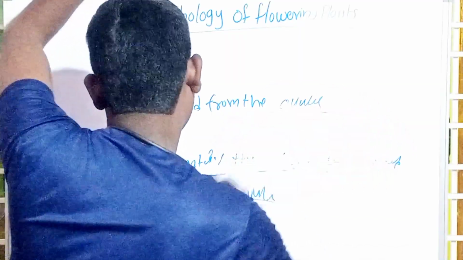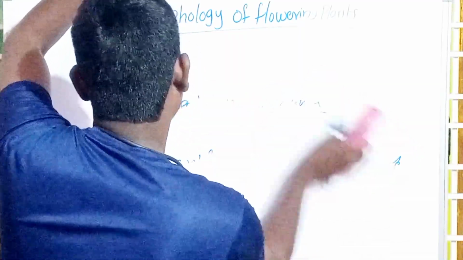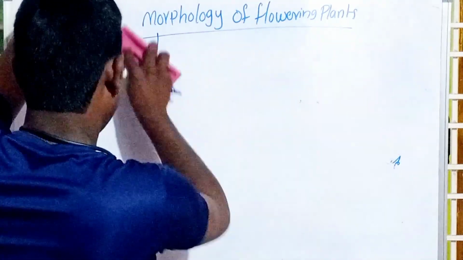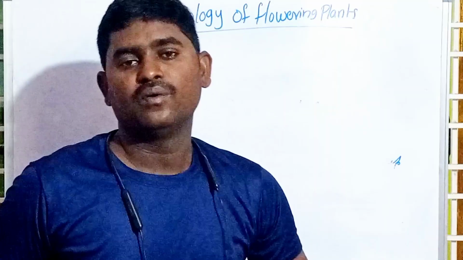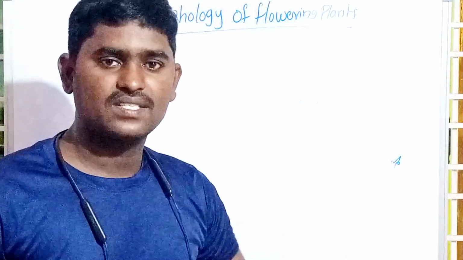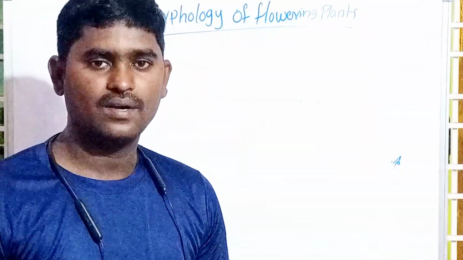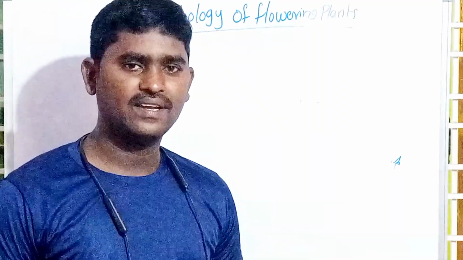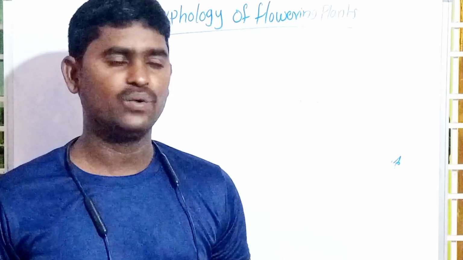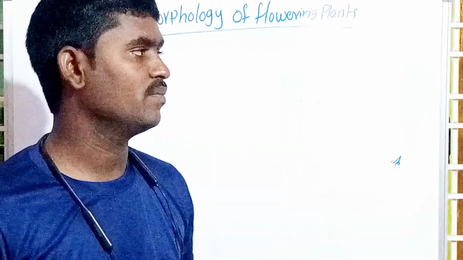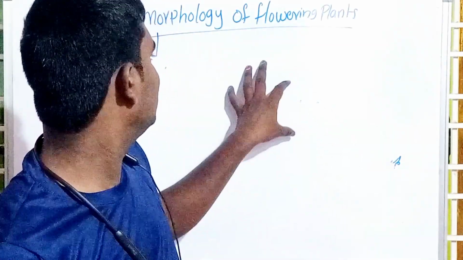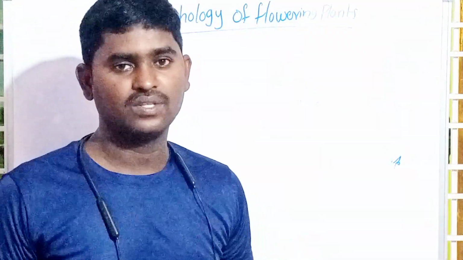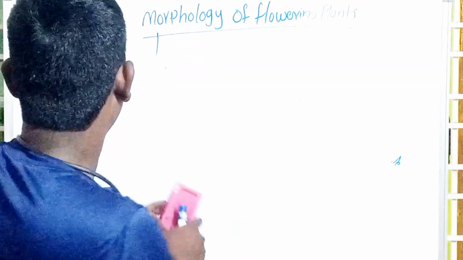Briefly explanation of the root system. Mainly morphology of flowering plants: root, stem, inflorescence, fruit, seed, and placentation. These main topics are very useful for NEET, EAPCET, and the IPE Board of Intermediate examinations. Only morphology of flowering plants, 2 marks: in every NEET examination, 2 questions appear.